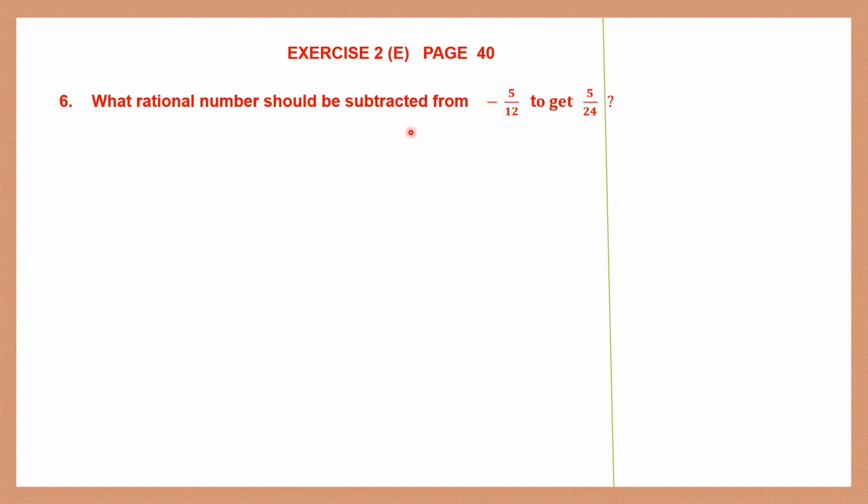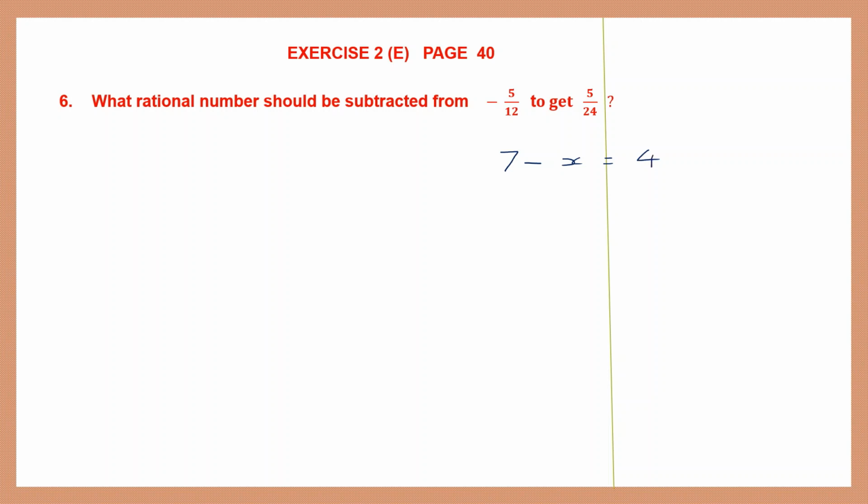Okay, so whenever you have questions like this, replace the main numbers with simpler numbers to help you understand the question first. So here, what rational number should be subtracted from this number? So that means minus 5 by 12 should come first, isn't it? So let's take a simple number. Now what should I subtract from, say, 7? 7 minus what will give me 4?